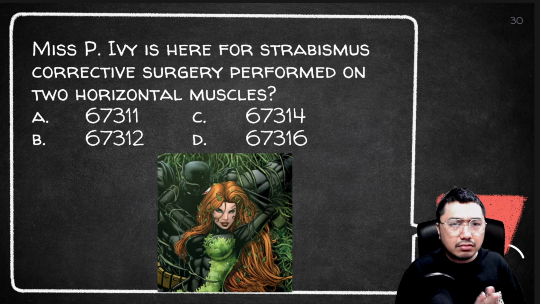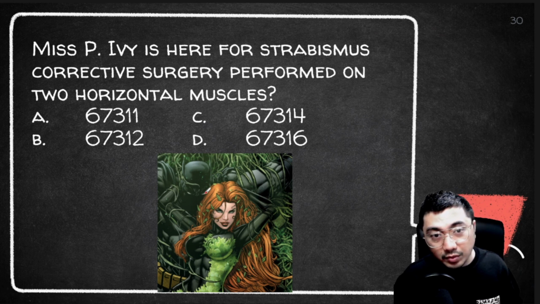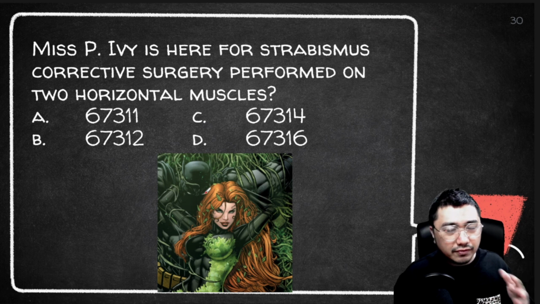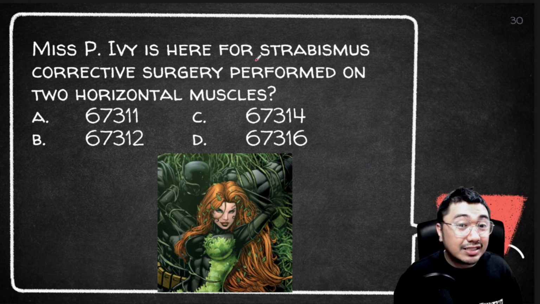Last question, you have Miss P. Ivy is here for strabismus corrective surgery, performed with her two horizontal muscles. Again, although it lacks some information here on which eye it was performed, let's just assume it's any of the eyes. But again, this is just for review purposes. So again, strabismus corrective surgery.